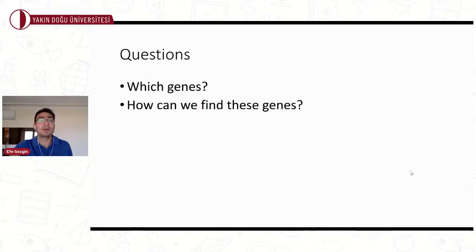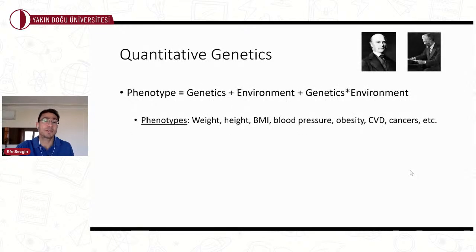So which genes are these? How can we find these genes that seem to be involved in the microbiota composition? Again, in order to look at that, we are going to go into quantitative genetics. These are Galton and Fisher, whom you may know from your genetics classes. They are like the fathers of quantitative genetics and its formulations, and also of a number of important topics in statistics.